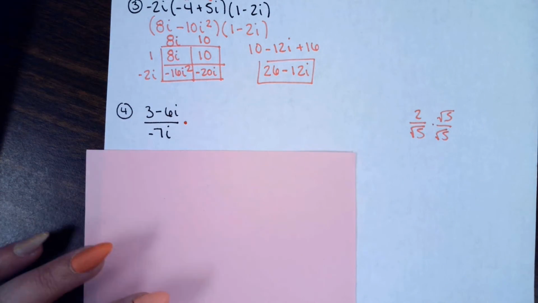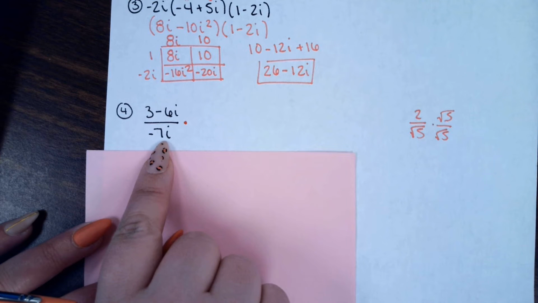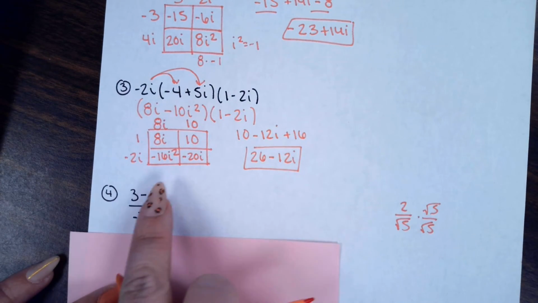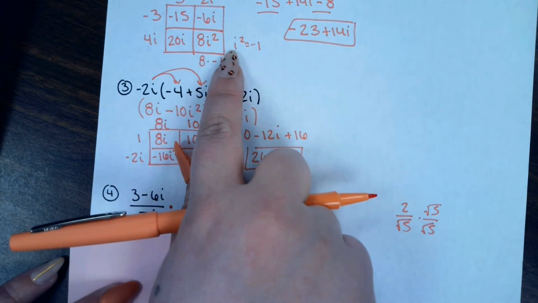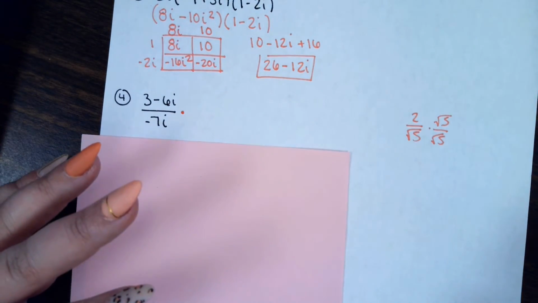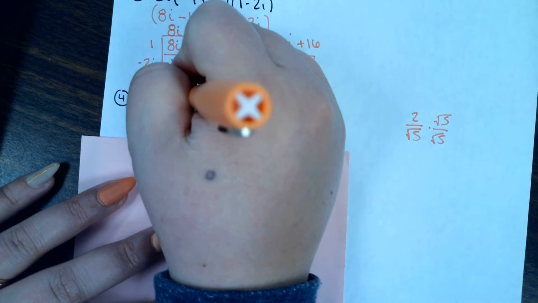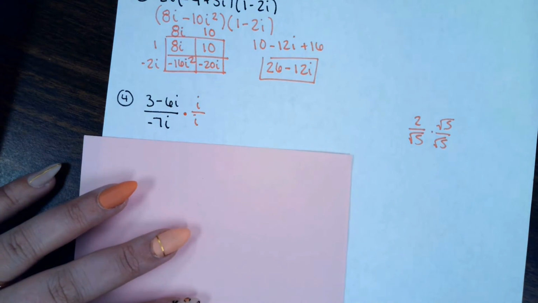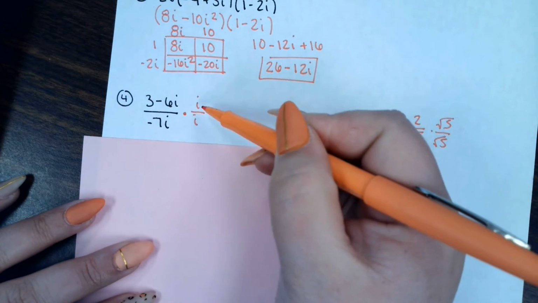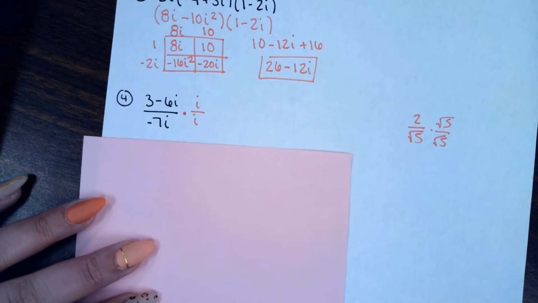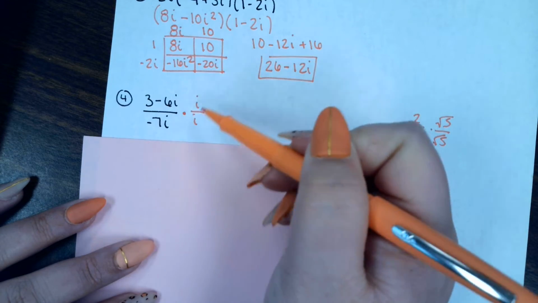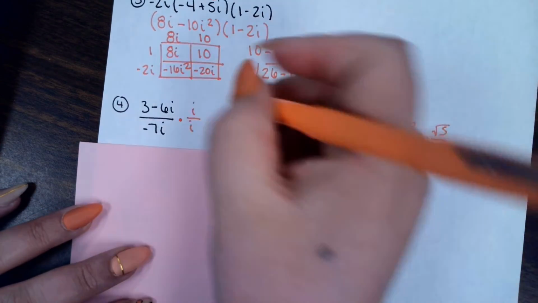We want to think about what we could multiply negative 7i by to give us a real number, no imaginary numbers. Well, remember up here, i squared is negative 1. i times i is i squared, right? So we can multiply by i over i. Whenever you have just one term in the denominator with an i, you're going to multiply numerator and denominator by i. Remember, whatever we do to the top, we have to do to the bottom, because really we're just multiplying by 1 here. It's the fancy one that helps us.